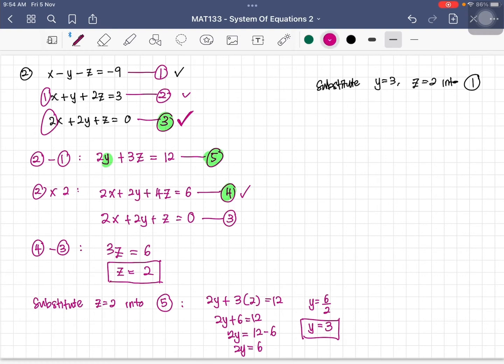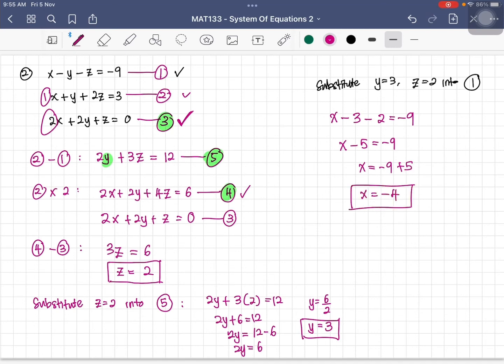Therefore, I have x minus y, where y is 3 and z is 2. Therefore, I have a negative 9. Then I have x minus 5 equal to a negative 9. So x is a negative 9 plus 5. Therefore, I have x equal to negative 4.